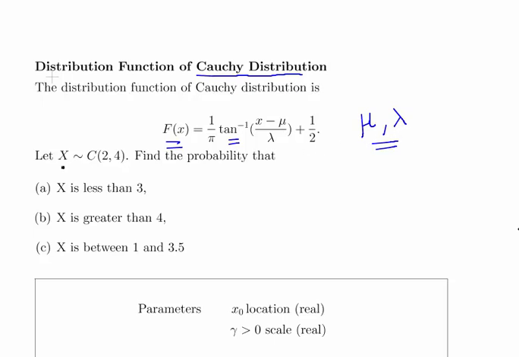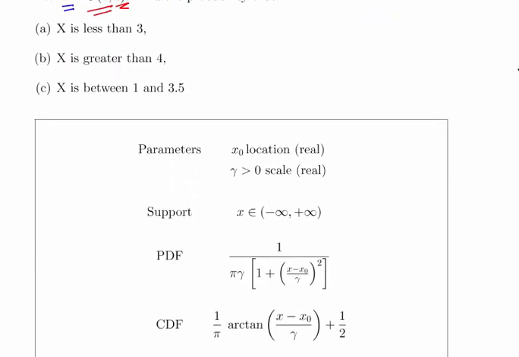Now let x be the Cauchy random variable where mu is equal to 2 and lambda is equal to 4. Find the probability that x is less than 3, find the probability that x is greater than 4, and find the probability that x is between 1 and 3.5.